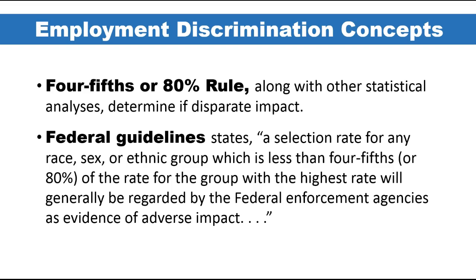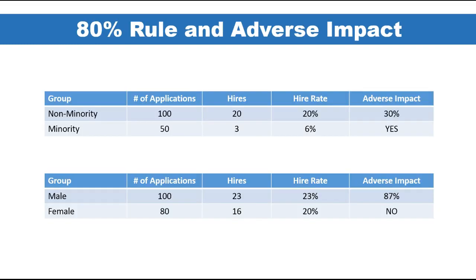Just for our purposes, so we understand what this looks like, the federal guideline states this: a selection rate for any race, sex, or ethnic group which is less than 4/5, or the equivalent of 80%, of the rate for the group with the highest rate will generally be regarded by the federal enforcement agencies as evidence of adverse impact. An example of this is on your screen. So the 80% rule and adverse impact can look like this.